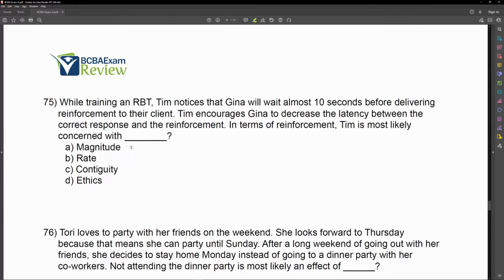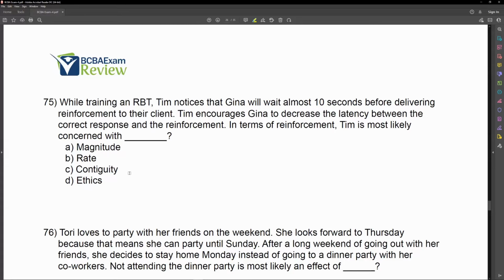Are we looking at magnitude? Well, are we looking at how much reinforcement we give, right? No, we're looking at time. We're looking at the closeness of the reinforcement. So magnitude is not relevant here. What about rate? Rate has to do with the time component. Are we concerned with how much reinforcement Gina is giving every hour or every day? No, we're looking at individual deliveries of reinforcement and trying to speed up that one response. So rate isn't relevant here.